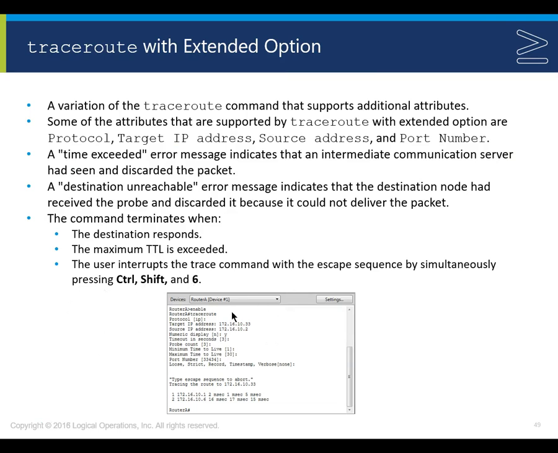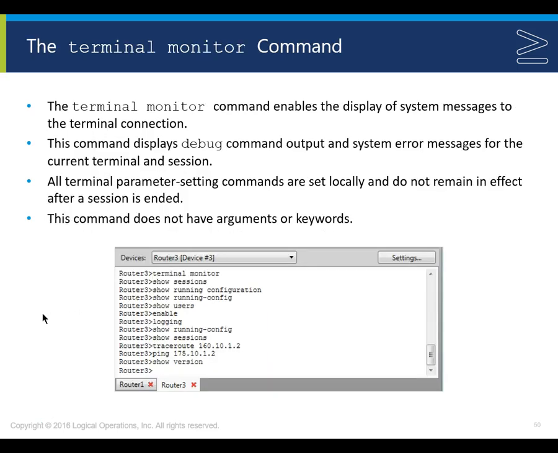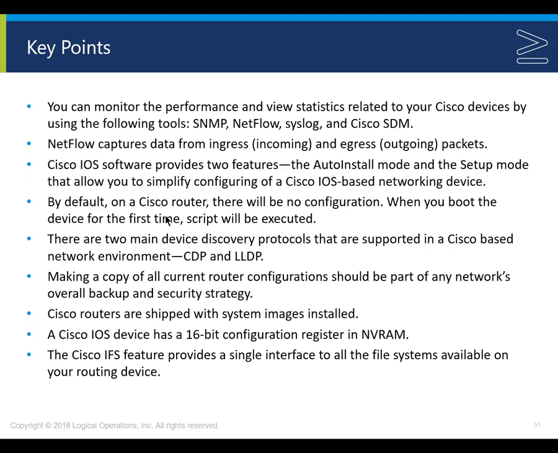The interrupt here, finally, after you get hung up multiple times on these things, is Control-Shift-6. When you use all those three keys together, it is the interrupt. It's just like Control-C in DOS or in the command prompt in Windows. Terminal monitor mode allows us to display the messages to the terminal connection. So if you want to be able to see the console messages on a remote terminal, terminal monitor mode allows you to do that. No arguments, it just allows you to do these things.